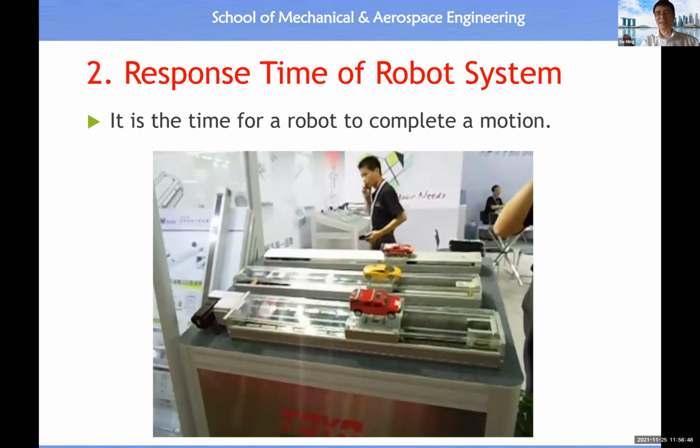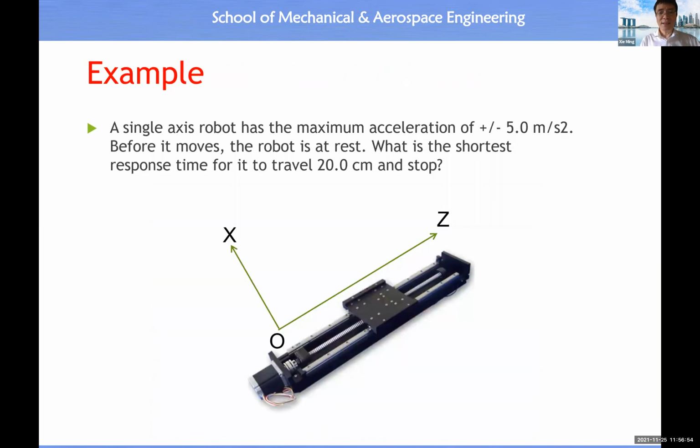Okay. So this gives you an idea. So we must make this time as short as possible. All right. Then here is an example for you to calculate. For example, let's say we want to move this prismatic joint. This is a typical example of a prismatic joint. Then this is the link.